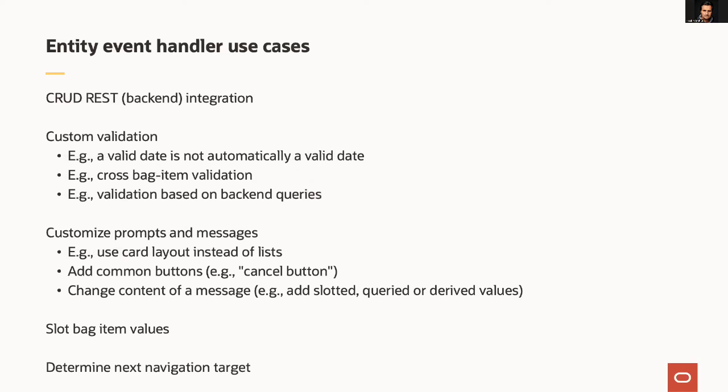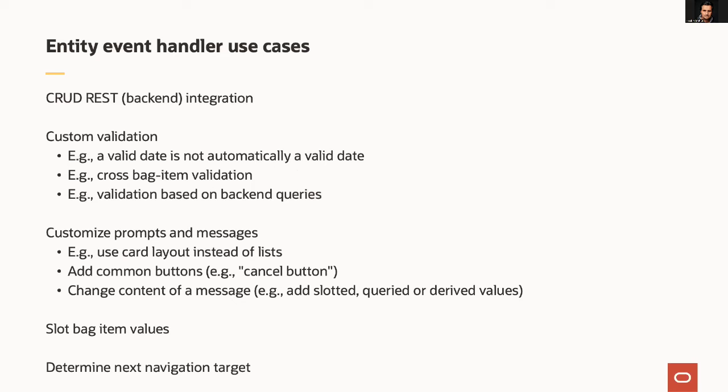So, use cases for the entity event handler. Well, one, of course, is backend integration. That's why we're talking about it here. The other one, as I mentioned, is custom validation. You see, like I have it on the slide, validate is not automatically a valid date. You can do cross-bag validations, as I mentioned. You can even validate based on backend queries.